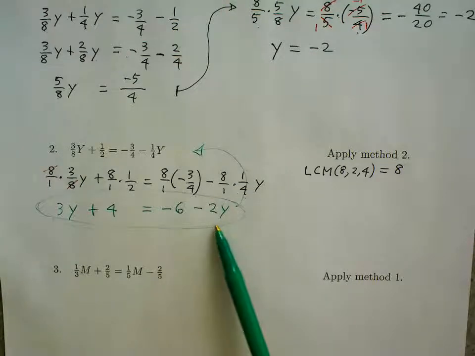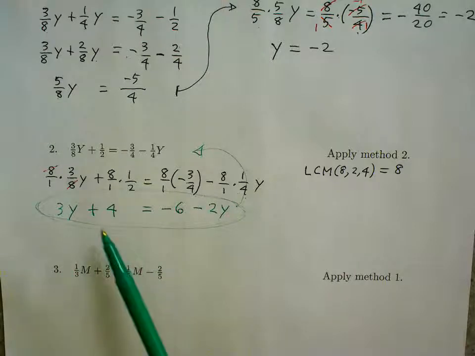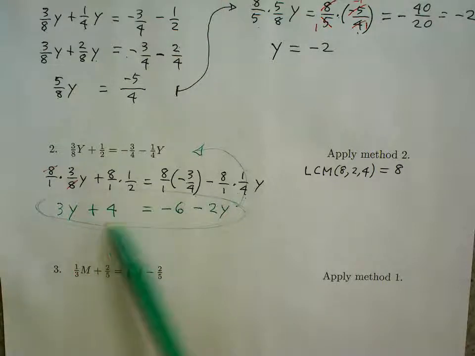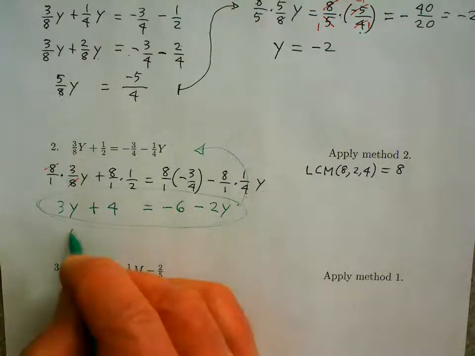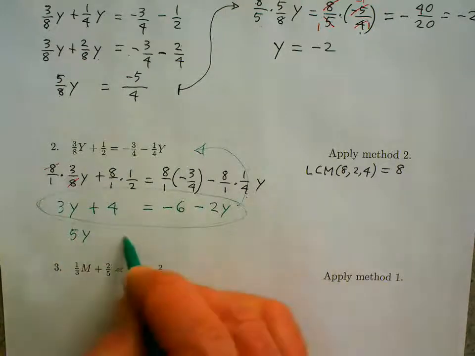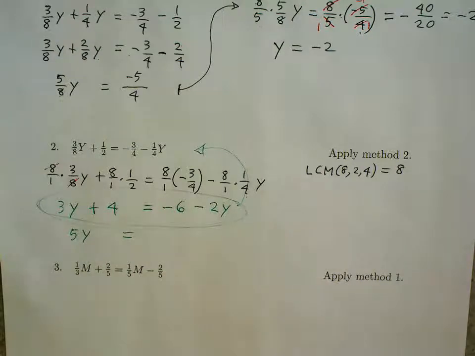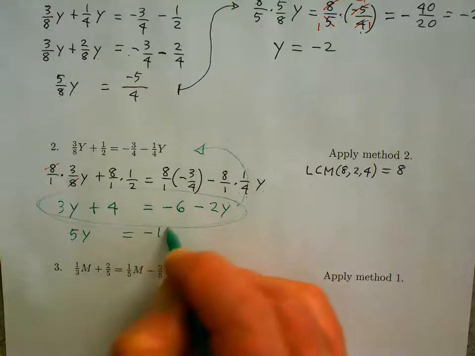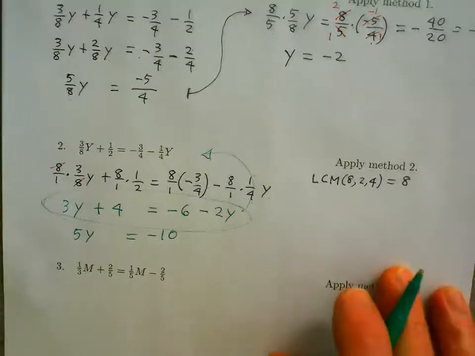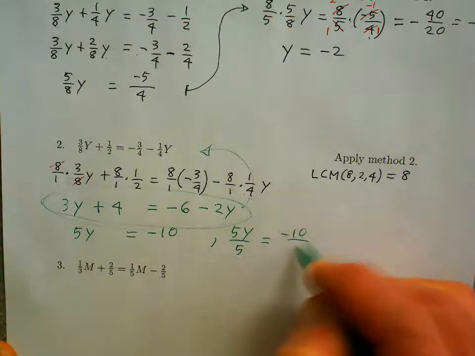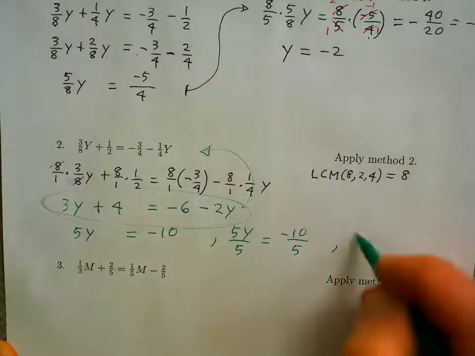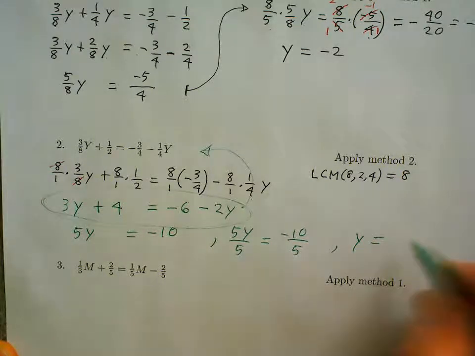So we can add 2y to both sides, and in the same step, we can subtract 4 from both sides. When we add 2y to the left-hand side, 3y plus 2y is 5y. And then we subtract 4 from both sides. Negative 6 minus 4 is negative 10. And then we can divide both sides by 5. 5y divided by 5 is y. Negative 10 divided by 5 is negative 2.